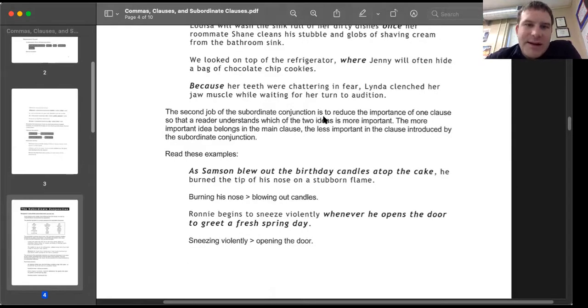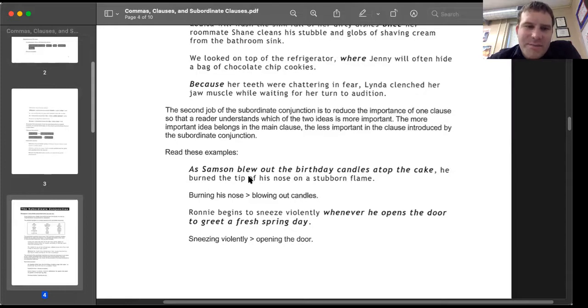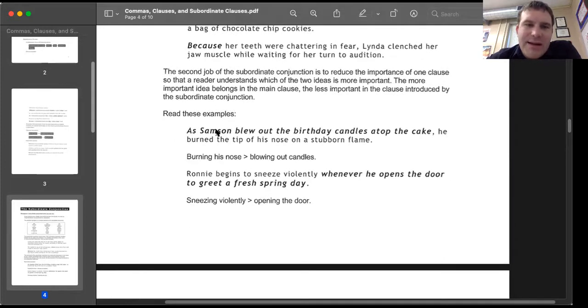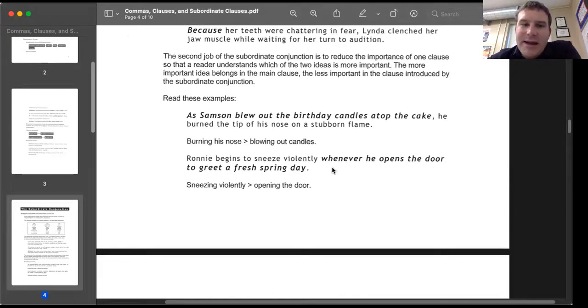The second job of subordinating conjunction is to reduce the importance of one clause so that the reader understands which of the two ideas is important. The more important idea belongs to the main clause. The less important idea is in the subordinate clause, the one with the subordinate conjunction. As Samson blew out the birthday candles atop the cake, he burnt the tip of his nose on a stubborn flame. Him burning his nose is more important than him blowing out the candles.